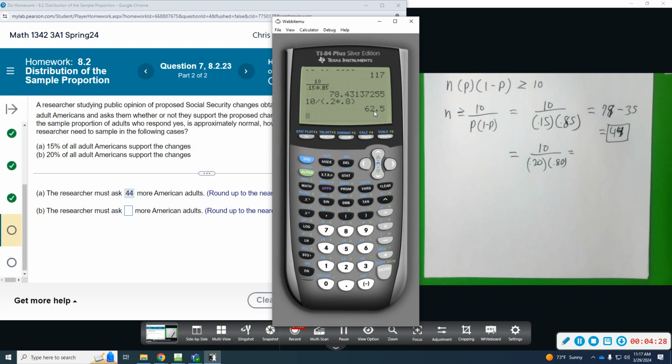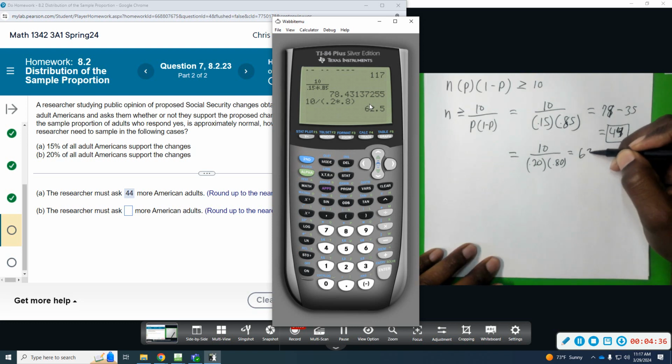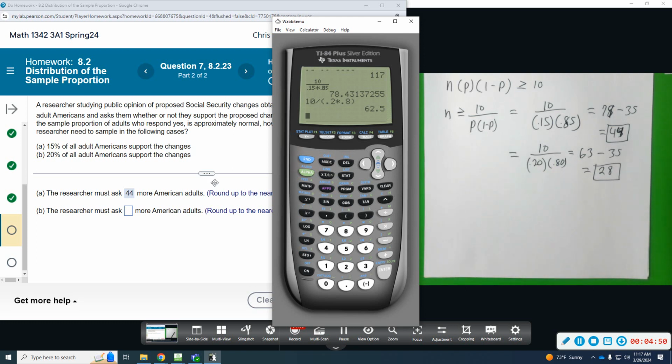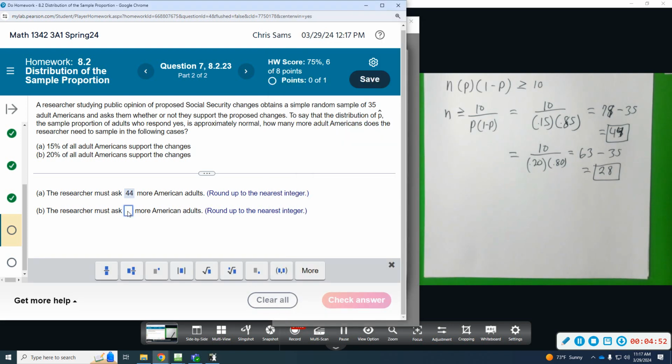So 62.5. This time this does round up, so let's go ahead and round it up to 63. So this is saying 63 is what we need, and we're going to subtract 35, and that will end us with 28. So we need 28 more in this case when we want a 20% proportion. 28 more is what we need.